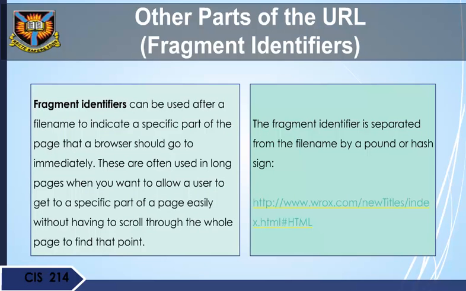Other parts of the URL. Fragment identifiers. Fragment identifiers can be used after a file name to indicate a specific part of the page that a browser should go to immediately. These are often used in long pages when you want to allow a user to get to a specific part of a page easily without having to scroll through the whole page to find that point. The fragment identifier is separated from the file name by a pound or hash sign.